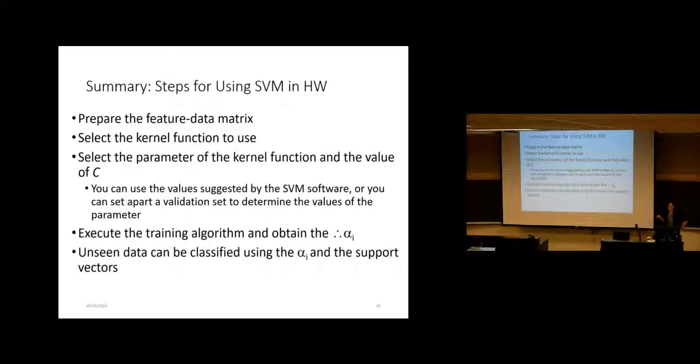The steps for using SVM in the homework are: prepare the feature data matrix, select the kernel function, and select the parameter C, which I haven't even told you what it is, but it's one of the important parameters. Without knowing, you can actually just directly try to code, but I'm going to talk about it on Wednesday. That C parameter controls how much you weigh the importance of misclassification in the final scoring function versus the margin contribution in the final scoring function.